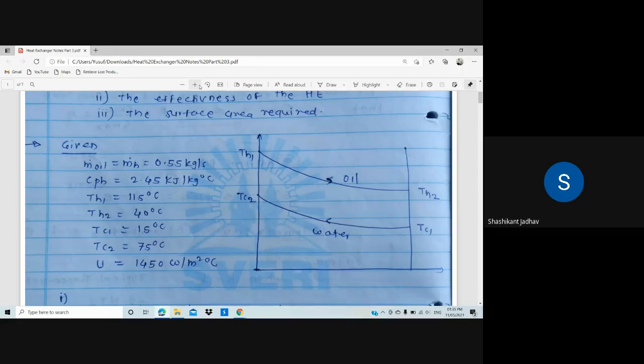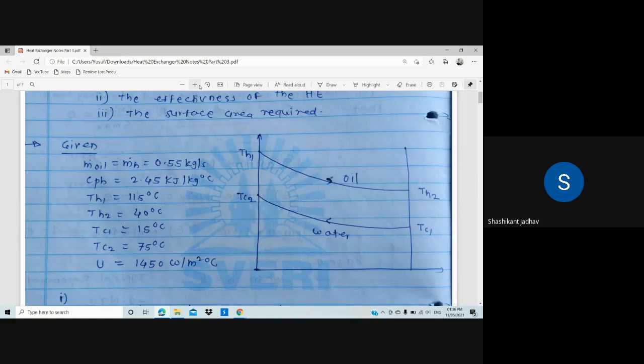Okay, so what are the different things we have to find out? First one, the mass flow rate of the water. Here the mass flow rate of the hot fluid is given, but we have to calculate the mass flow rate of the cold fluid, means we have to calculate the value of m dot c. So all of you write down m dot c is equal to question mark.